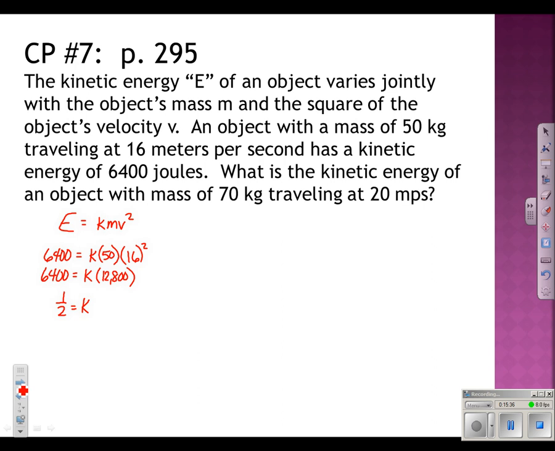So with that constant of variation, let's figure out our new energy. Energy will be equal to constant of variation times the new mass times the new velocity squared. If you put all that together, we get 14,000 joules.